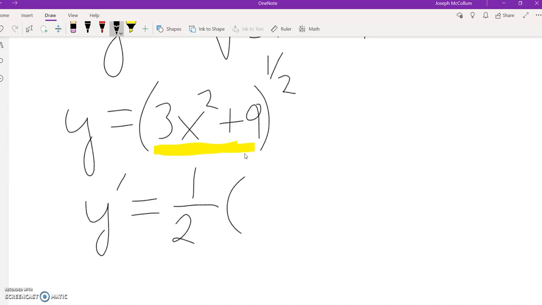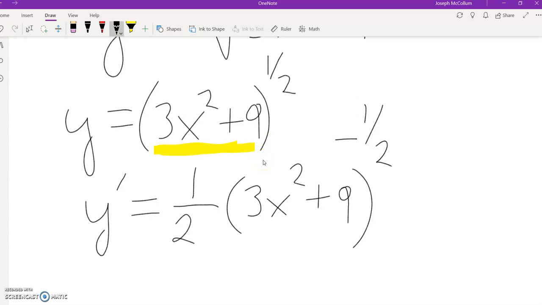1/2, and I like to say leave the inside alone, okay? Just completely don't even pay attention to the inside. 3x squared plus 9. And then subtract 1 from the exponent, like we do when we deal with the power rule, right? It looks like the power rule right now. Bring the power down, leave the inside alone, subtract 1 from the exponent. Now, how does the chain rule come into play? Well, the chain rule comes into play because we have an inner expression. And so what we do is we multiply by the derivative of the inside.